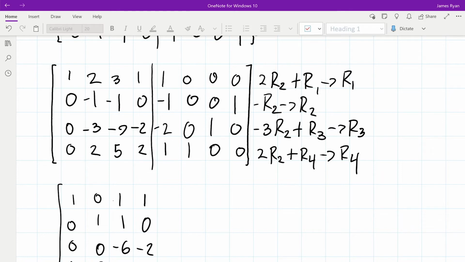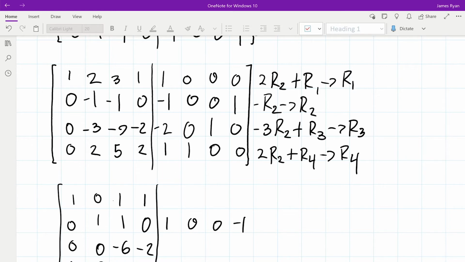Negative 2 times -1 plus 5 is 3. 2 times 0 plus 2 is 2. And on the right side, I'll have, let's see, so -1 times -1 is 1, stays 0, and that's -1.